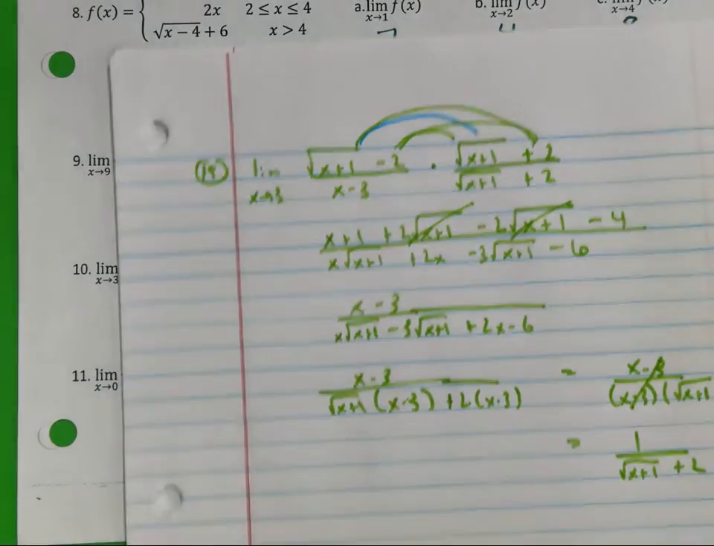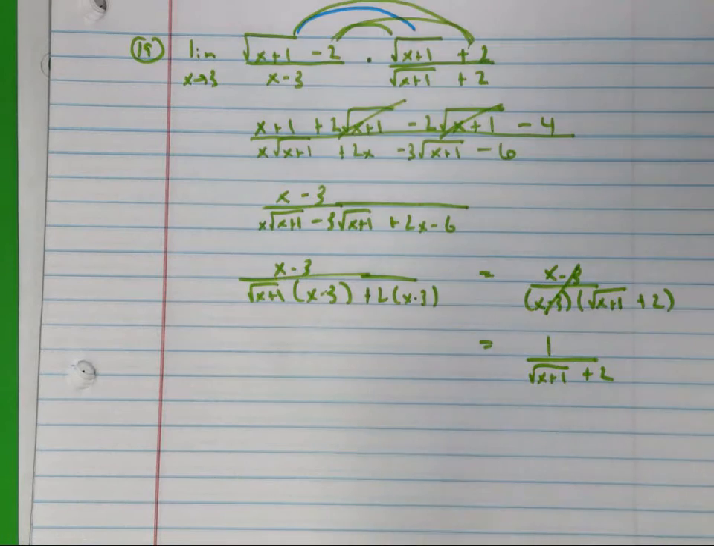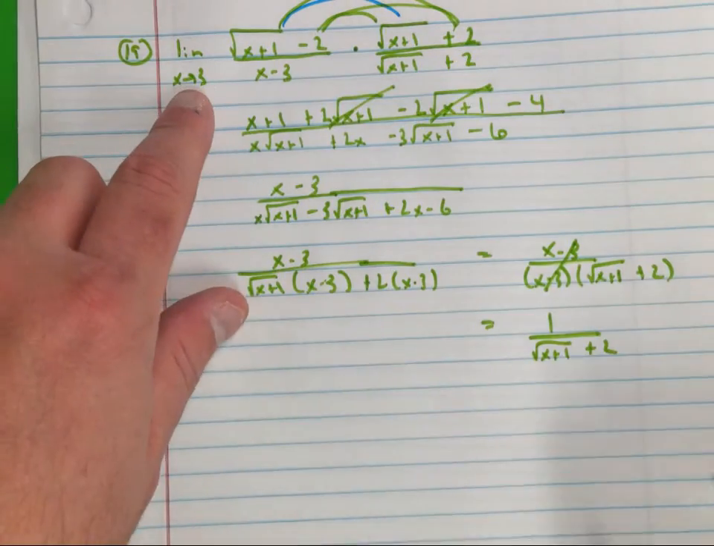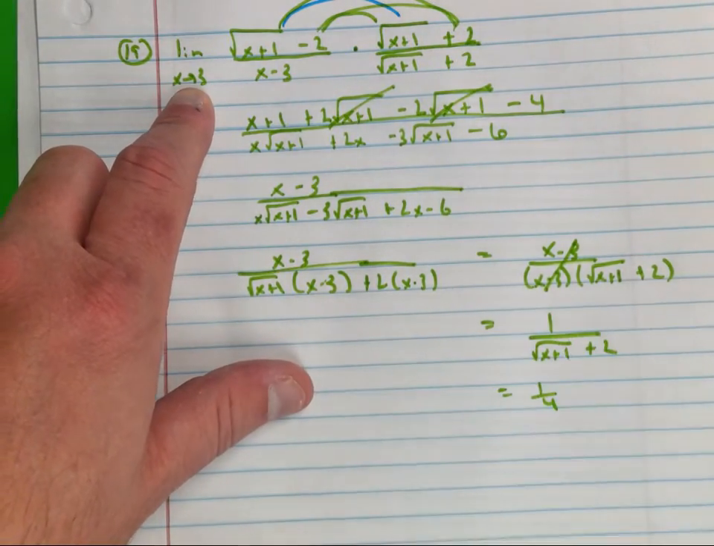Okay, I'm going to check my denominator again. I take 3, plug it in. 3 plus 1 is? 4. Square root of 4 is? 2. 2 plus 2 is? 4. Did I get 0? So am I good? So my answer is 1/4. That is the value the function is approaching as x goes to 3: 1/4.